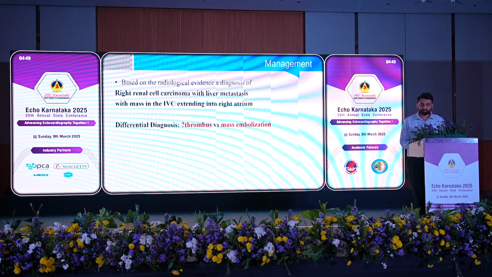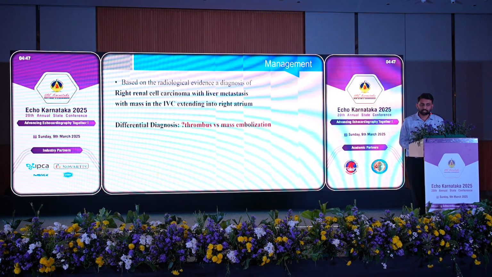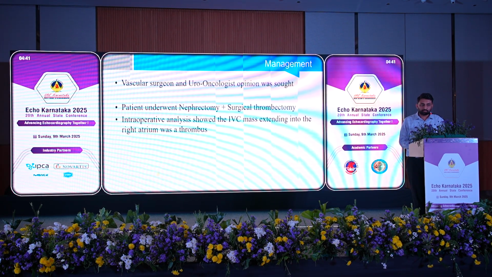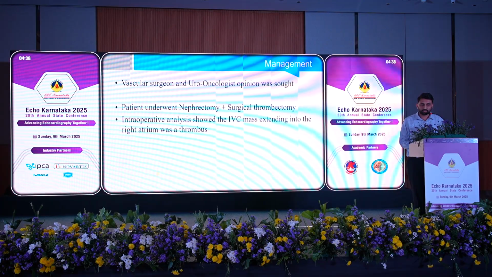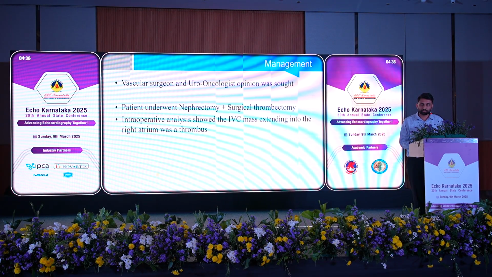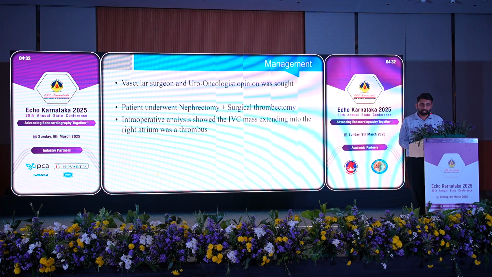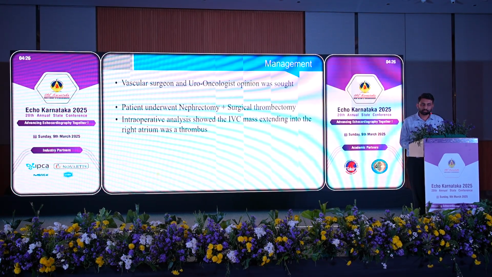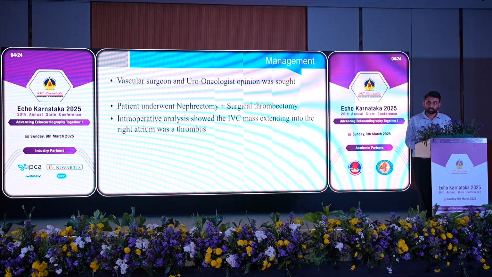So at this point of time, the differential diagnosis of the mass was either a thrombus or an embolization from the malignancy. So we involved the vascular surgeon and a uro-oncologist also at this point of time, and the patient was planned for a surgery. The patient underwent nephrectomy and surgical thrombectomy. Intraoperative analysis showed the IVC mass extending into the right atrium was a thrombus and not a malignant tissue.